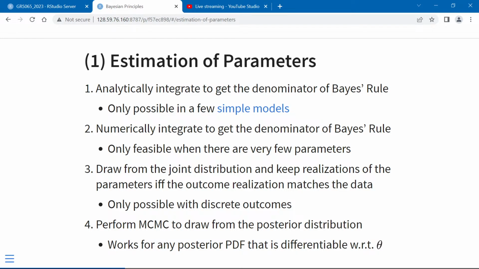So 1 is to do analytical integration to get the denominator of Bayes' rule. But that's only possible in, I would say, around 20 situations. They tend to be fairly simple, where the prior and the likelihood are such that the integral can be done with a pen. And that's good.